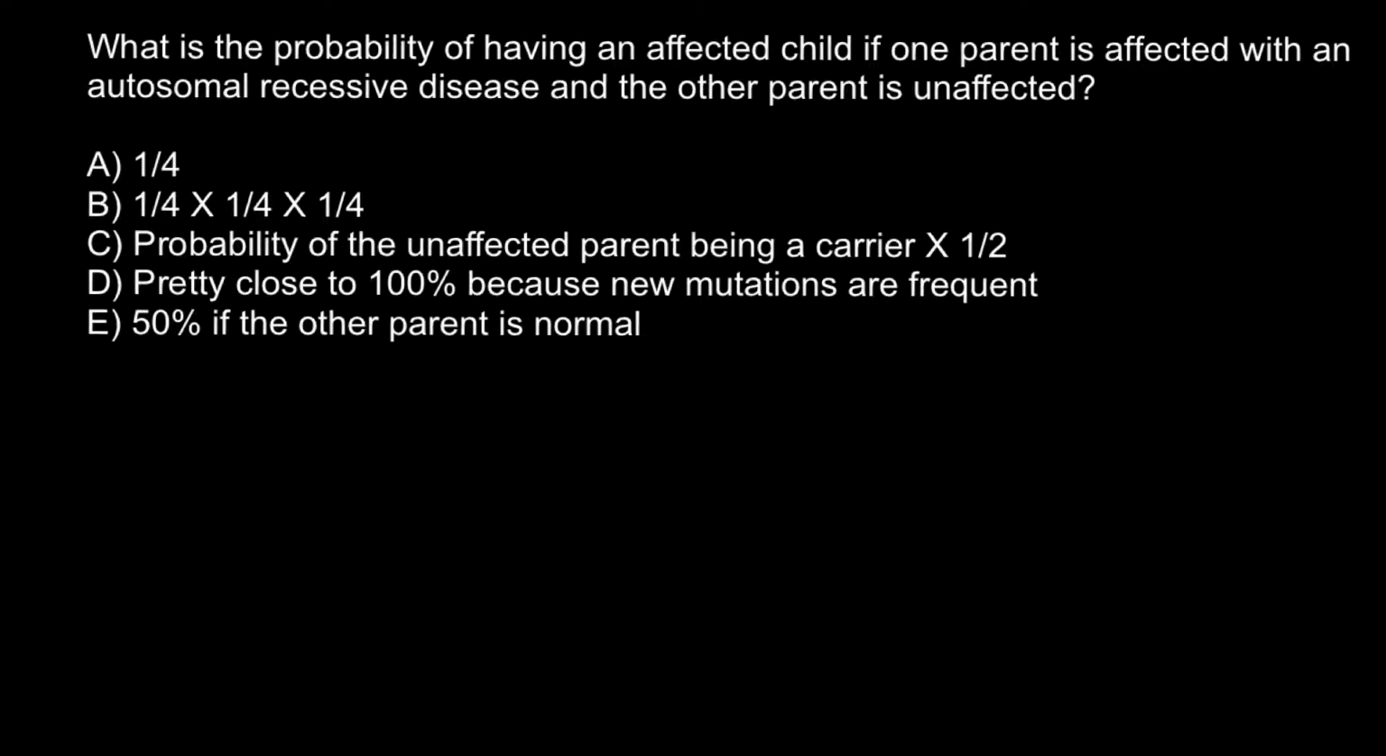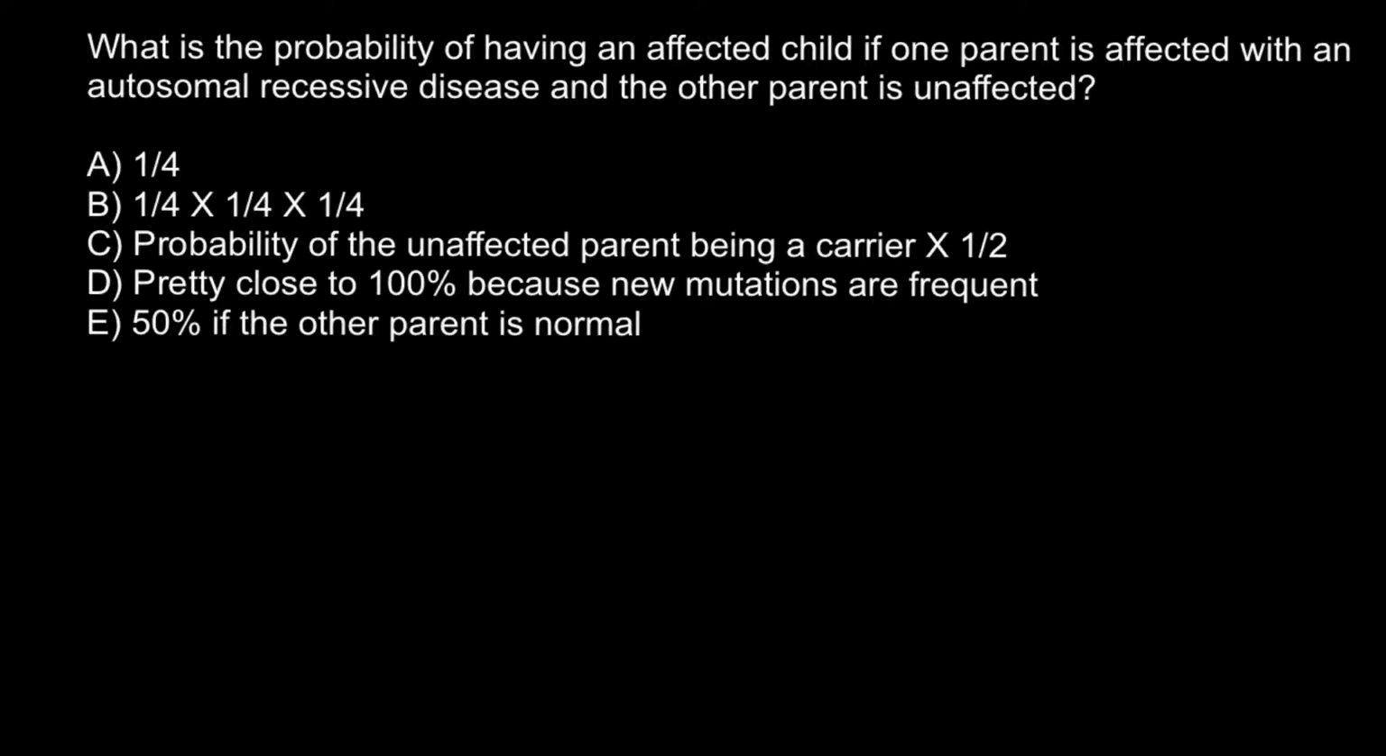Today's problem is: what is the probability of having an unaffected child if one parent is affected with an autosomal recessive disease and the other parent is unaffected? Here are the 5 answers to choose from. If you're confused which answer to choose, here is my explanation.